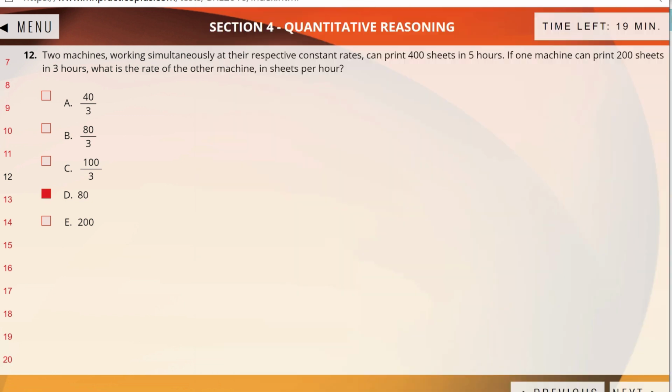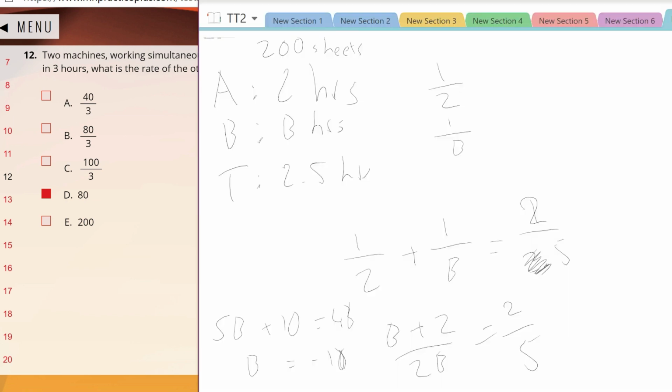One machine can print 200 sheets in 3 hours. Yeah, 3 hours. Oh my God. You guys must have been yelling at me. 3 hours. Where did I get 2 hours from? You guys must have been thinking this guy's crazy.